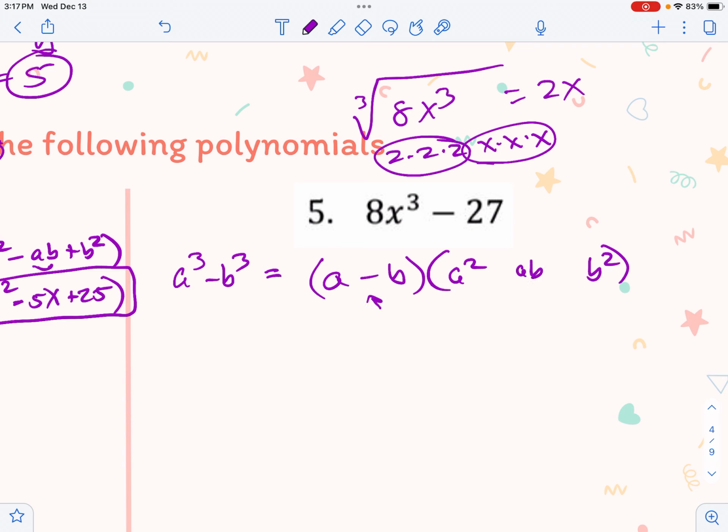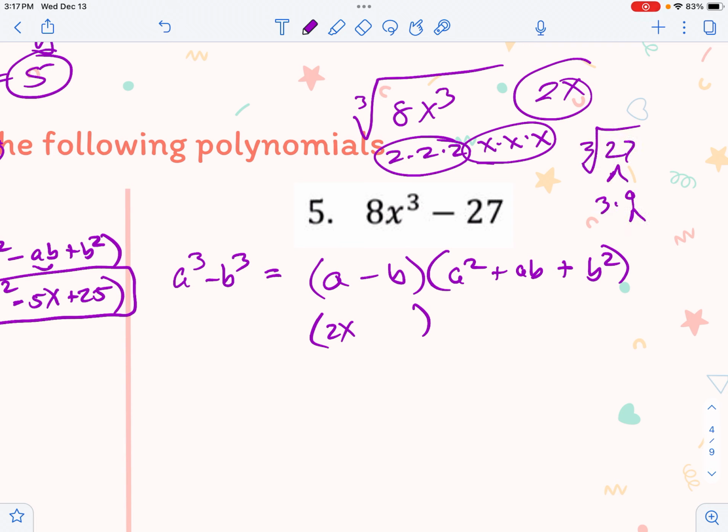This is subtraction right here, so this one's addition. This is always addition. So I already got a, okay? A is 2x. Oops, I erased it. So my first term is 2x. Cube root of 27, I don't care that it's a negative. Well, that's 3 times 9, and 9 is 3 times 3. So I got 3 3's there. So the cube root of 27 is 3, or you can plug this into your calculator.